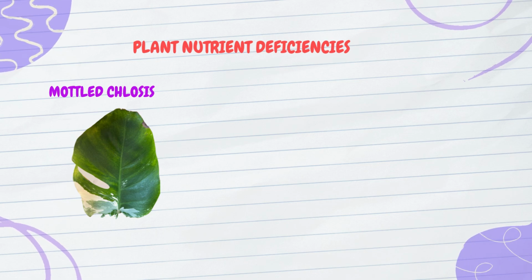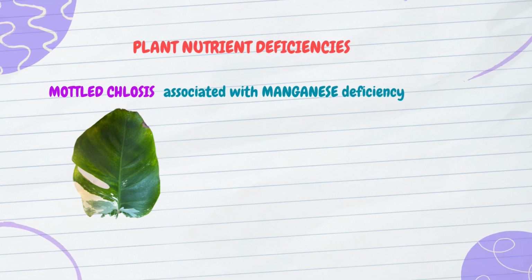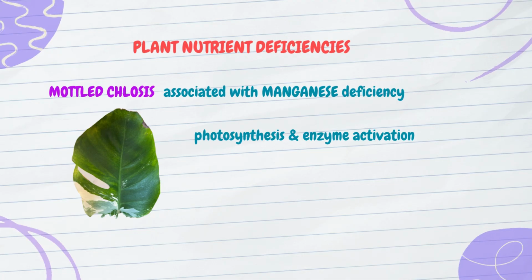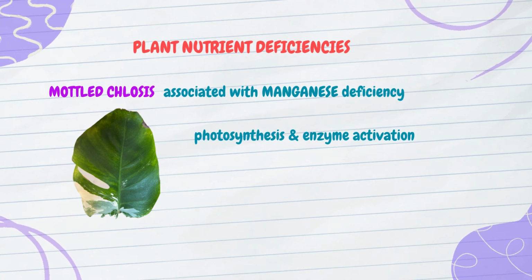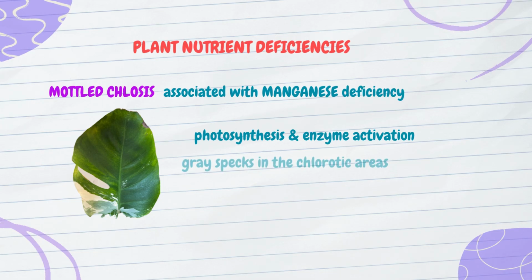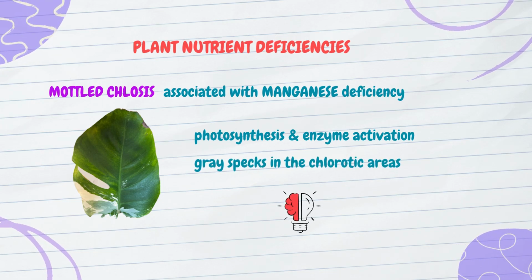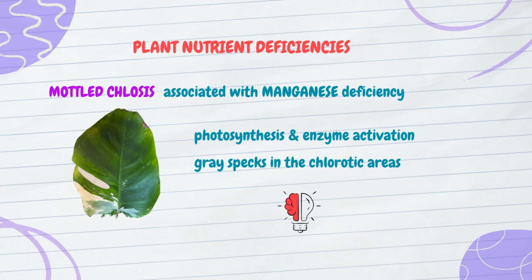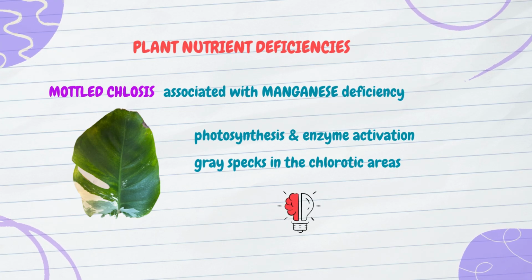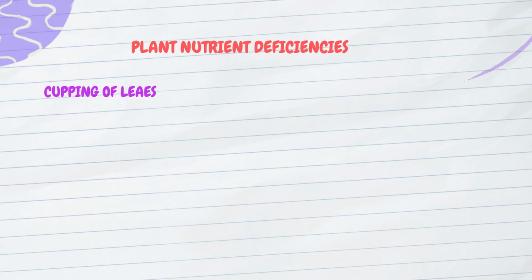Mottled chlorosis. Mottled chlorosis is associated with manganese deficiency. Manganese is crucial for photosynthesis and enzyme activation. Symptoms of mottled chlorosis include yellowing between veins, but typically with gray specks in the chlorotic areas. Another fact, some plants, like citrus, are extra sensitive to manganese deficiency. Ever seen patchy yellow leaves on an orange tree? That's probably the cause.